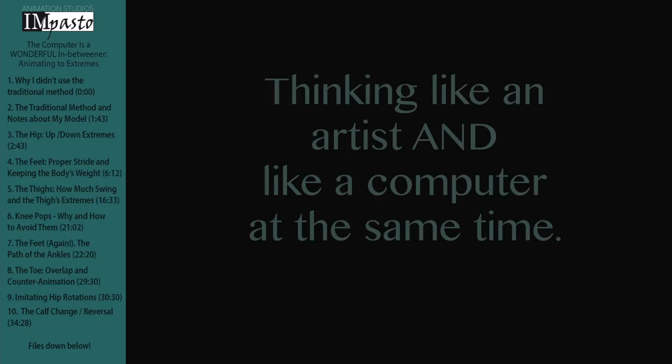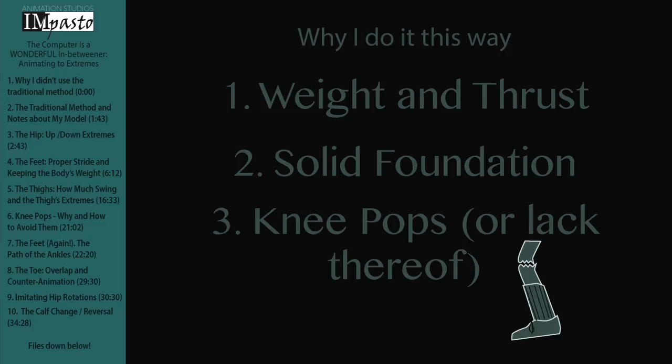I do it this way because there are some advantages. One, this way it's easier for me to see the weight and the thrust of the muscles going on in the body. The walk strength is primarily in the legs, and that's where I start. Two, even though my method takes a large amount of abstract thinking, it ends up building a very solid foundation. Three, knee pops are not really a big issue in how I approach the walk. I'll talk more about knee pops in a moment.